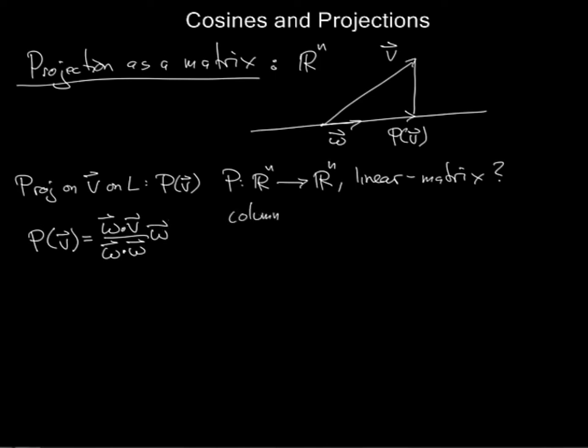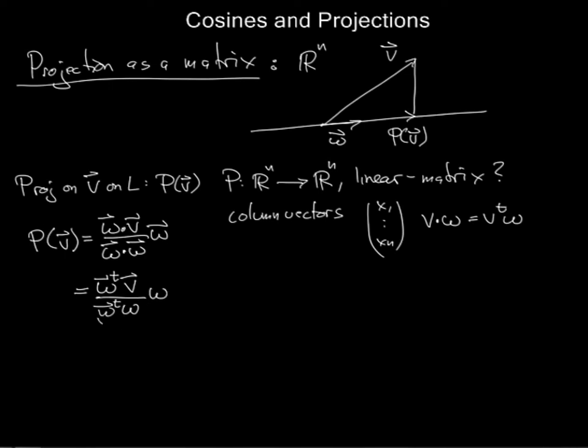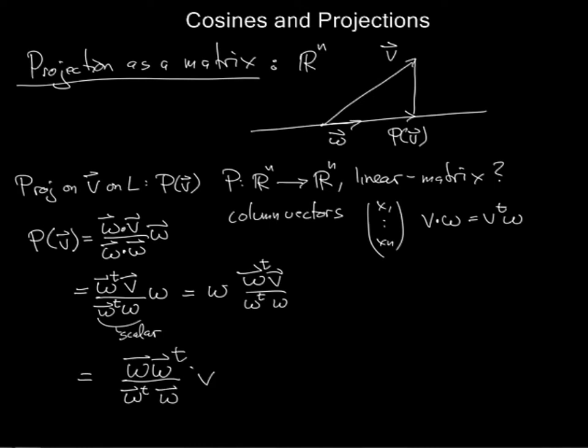And now it's convenient to write our vectors as column vectors and use the transpose business instead of the dot product. V dot w is v transpose w. So we get w transpose v over w transpose w. That's a scalar times the vector w. And now we do this really clever thing, which is we put the w on the other side, which seems kind of trivial. Well, it is kind of trivial when we write it this way. But now we can pull the v out on the right and write this as w times w transpose over w transpose times w, all of this times v.